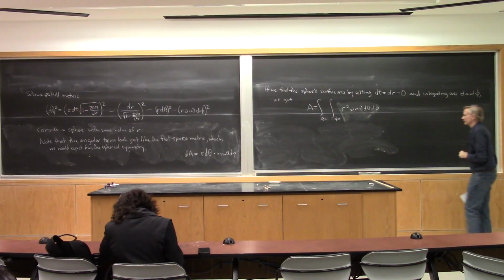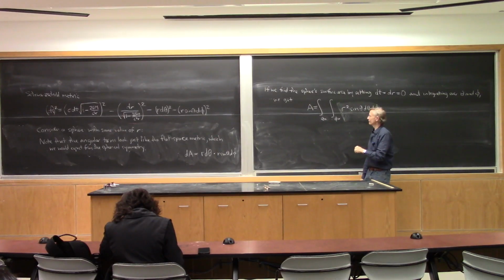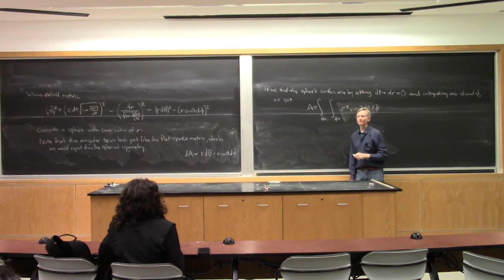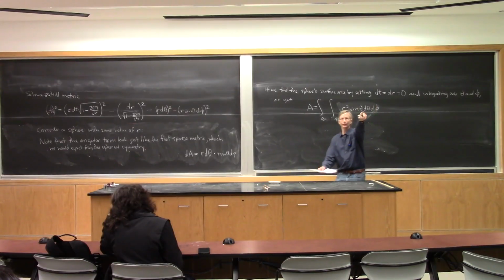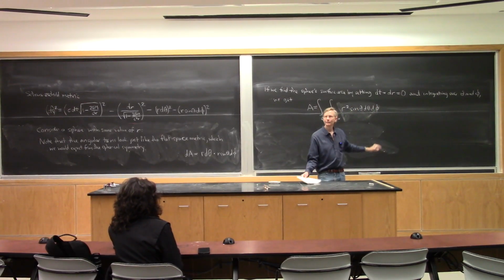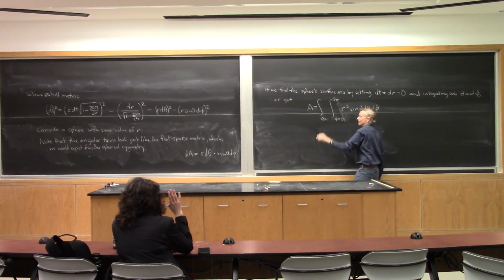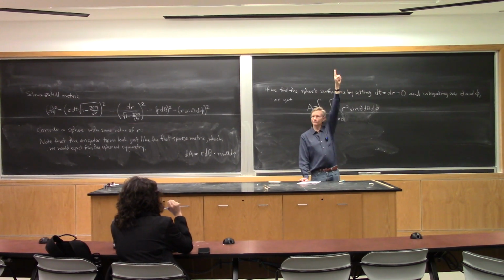R squared sine theta d phi, from phi equals what to what, and from theta equals what to what? Phi goes from 0 to 2 pi, right? 0 to 2 pi.